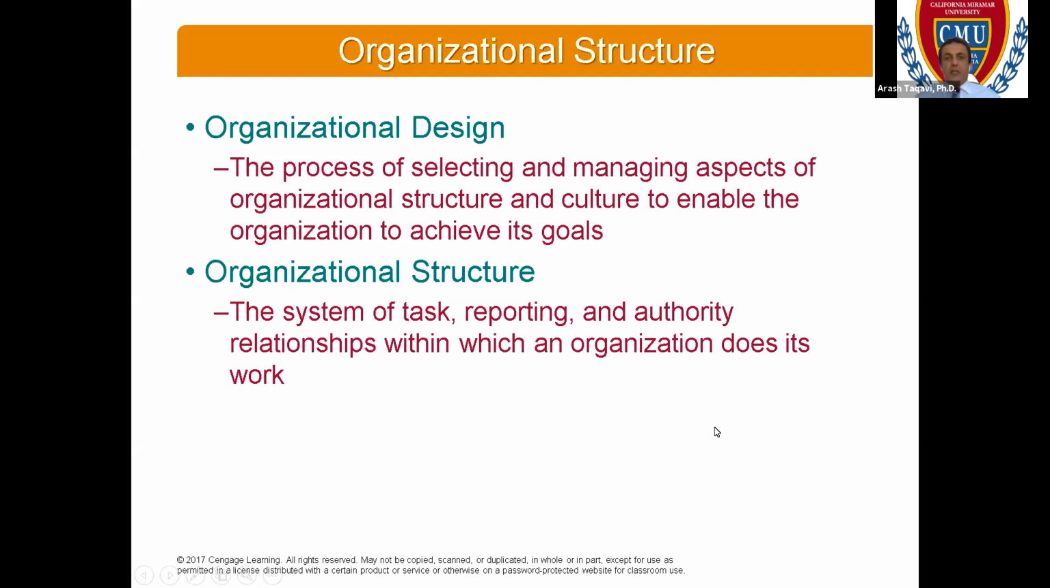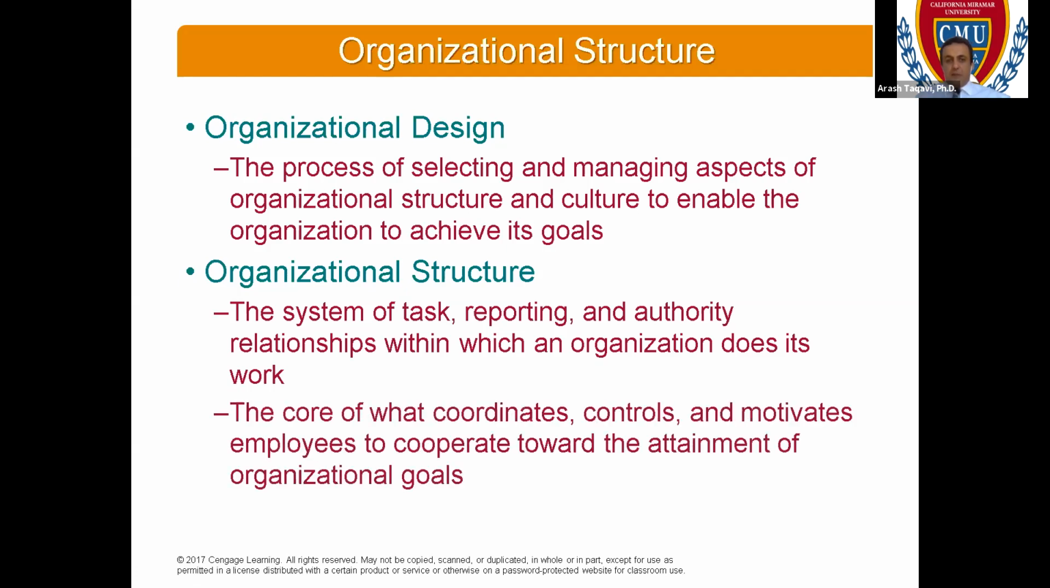So organizational structure talks about the different parts and elements of an organization and how they connect together to achieve the goals. This is the first element of organizational design. It is the core of what coordinates, controls, and motivates employees to cooperate toward the attainment of organizational goals. We have two parts in the core of organizational structure. One, authority. Two, employees: how different levels of employees work together to achieve organizational goals. The second part is what coordinates, controls, and motivates. So coordination, control, and motivation are the employee-based level of organizational structure to cooperate toward the attainment of organizational goals.